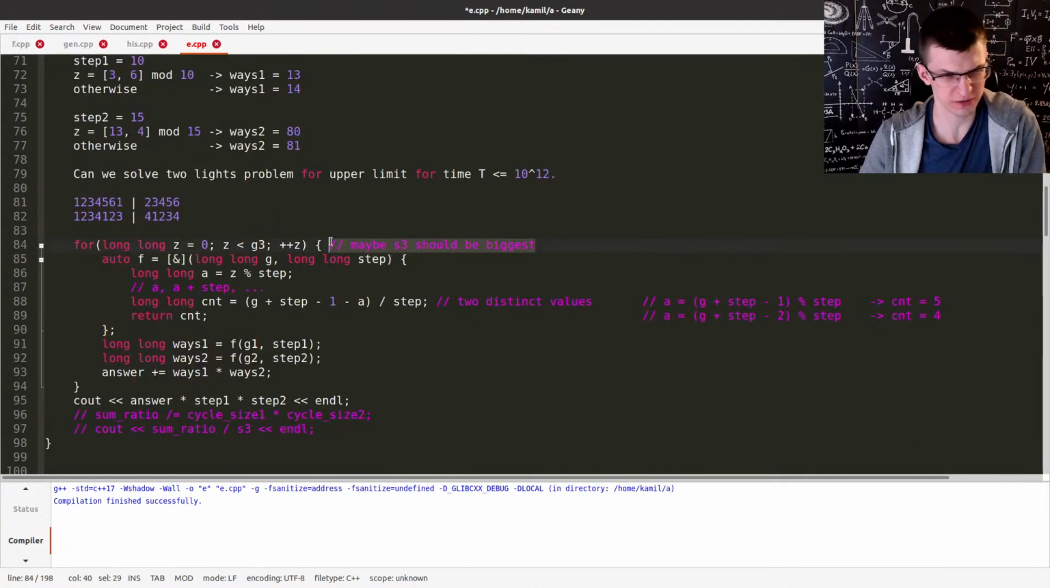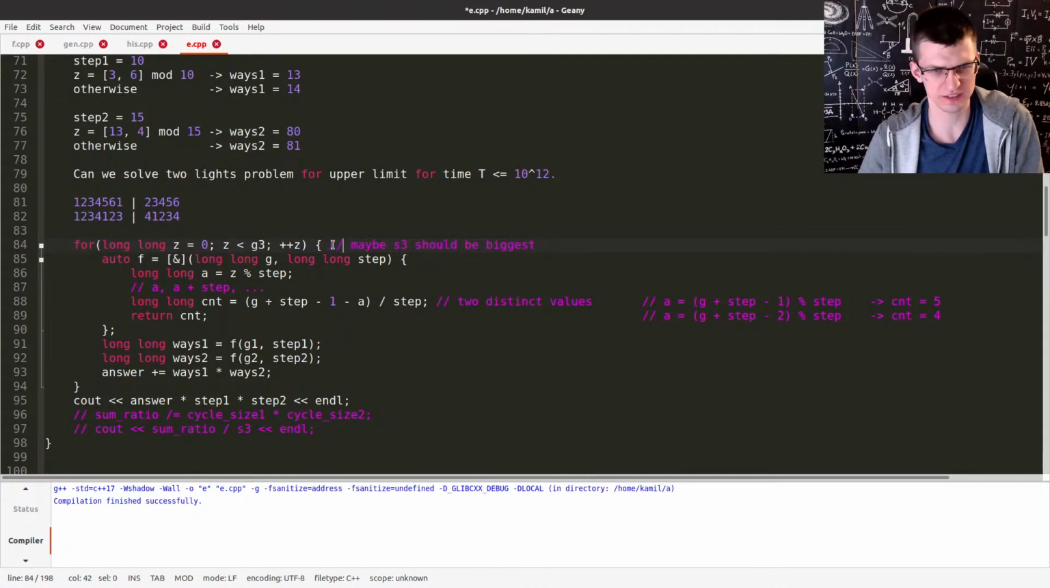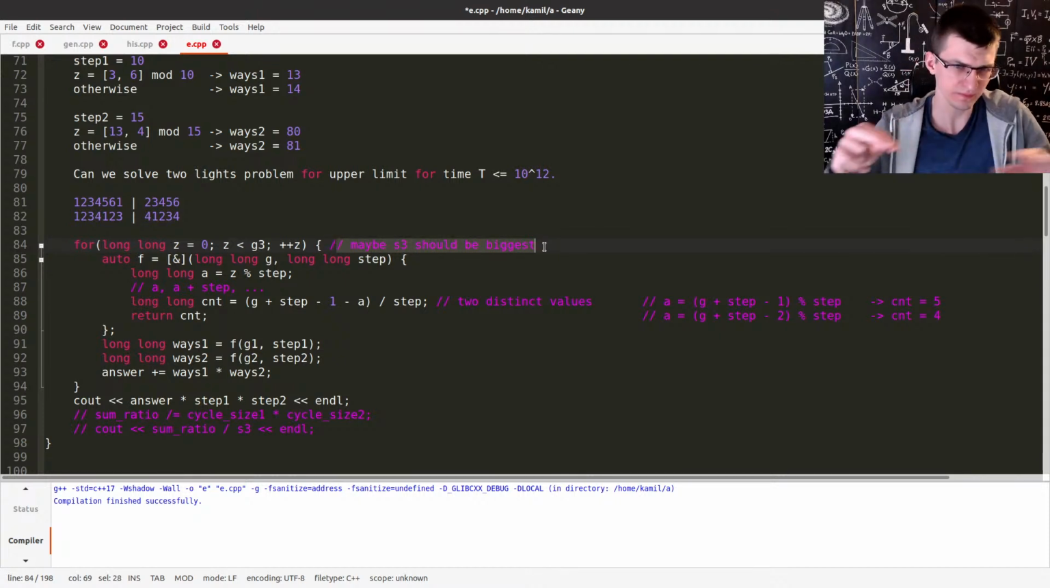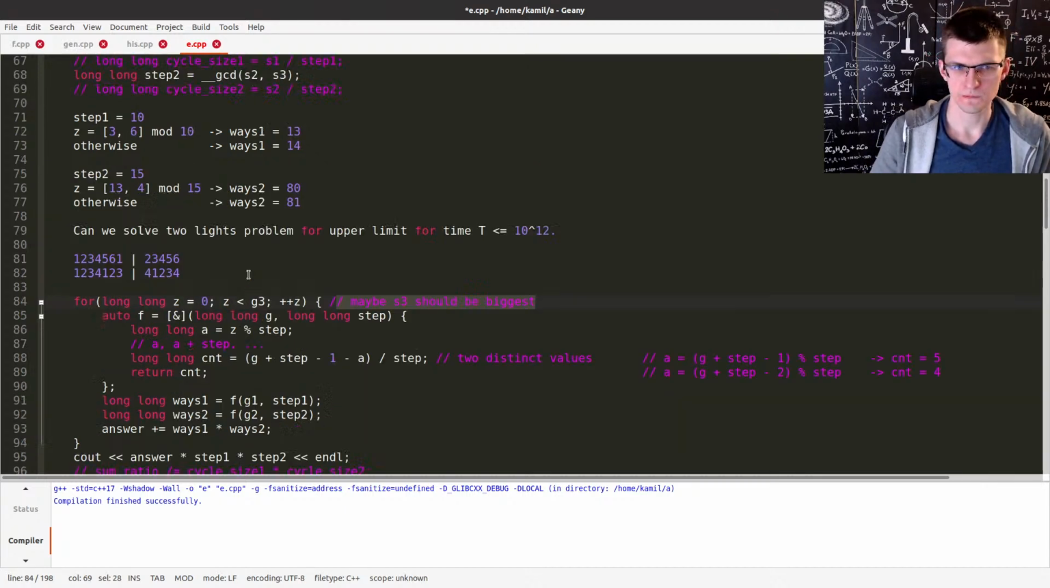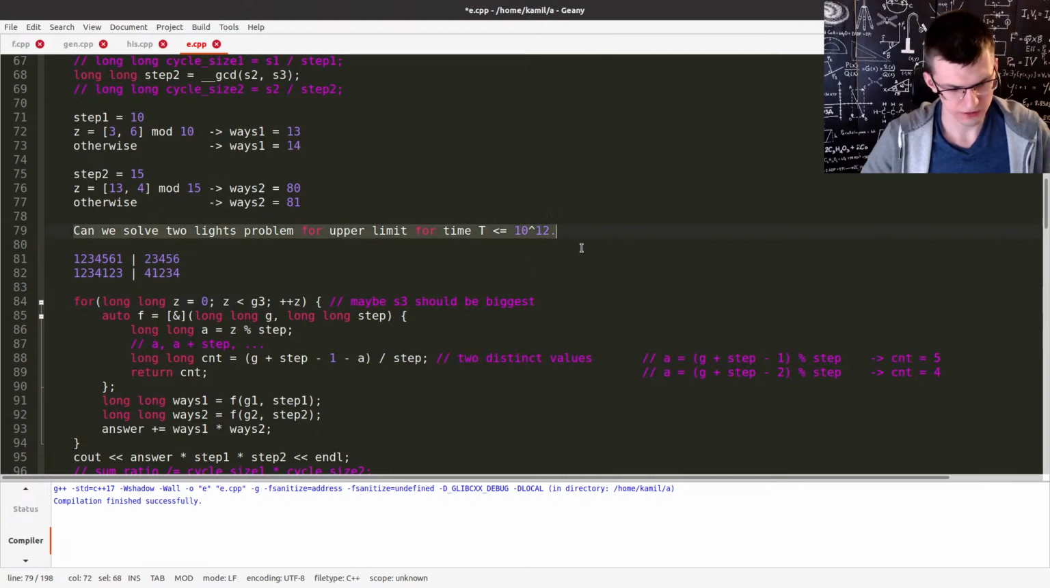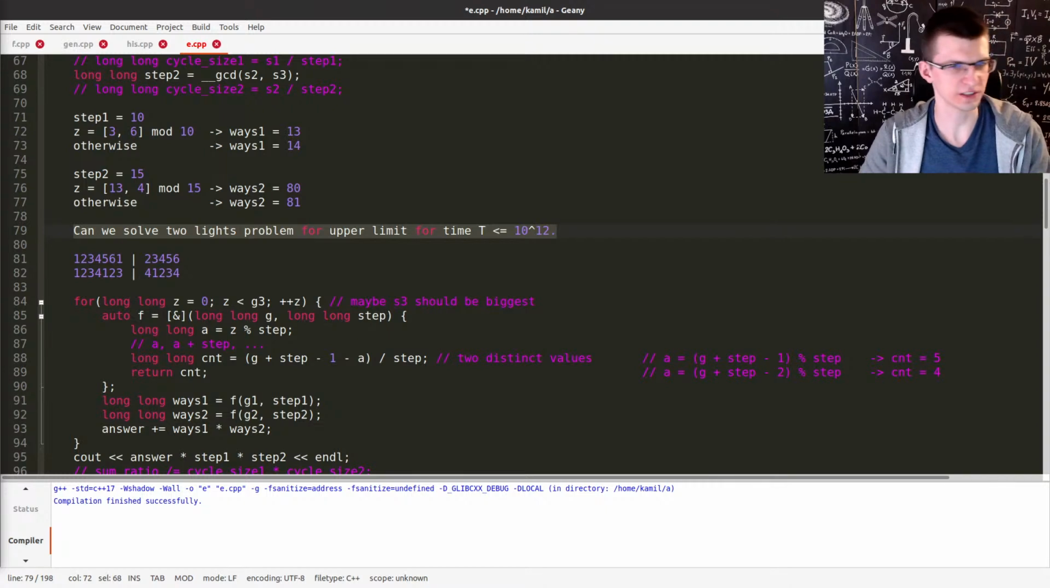I hope that my solution is correct now, or at least after swapping some values around to make the last cycle size biggest. But I hope that this is solvable. Actually, let me quickly ask a friend. I mean, I just always ask in a group chat.